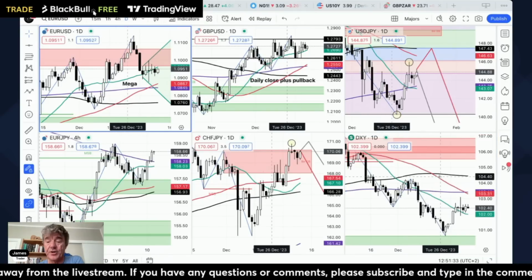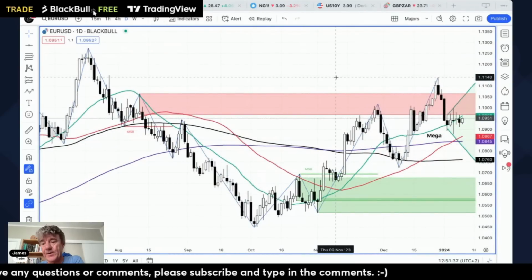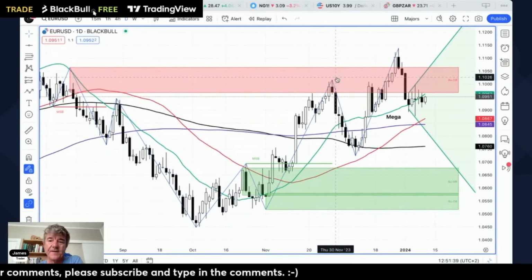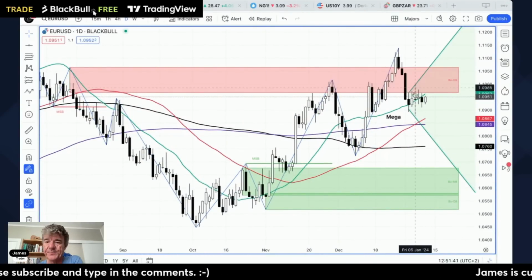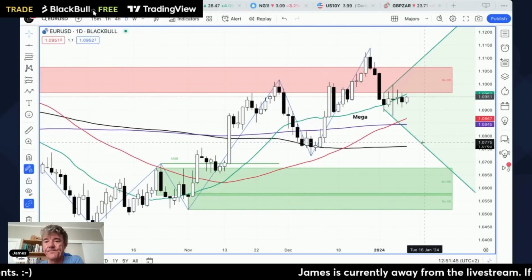So this is the euro against the US dollar. We're long on this currency. We have a sort of a megaphone forming on the day chart here on the euro. Spike up, spike down. That was the NFP move, if you remember.